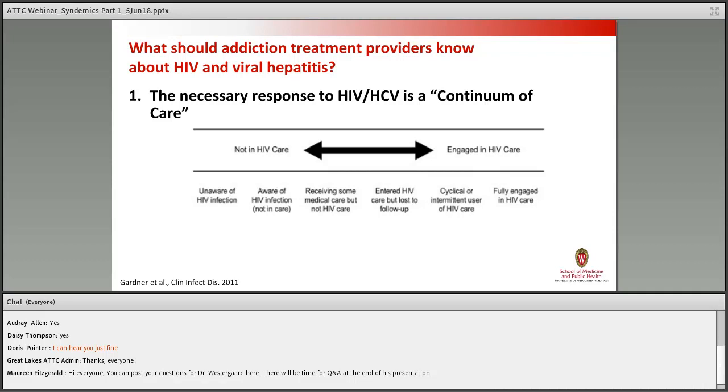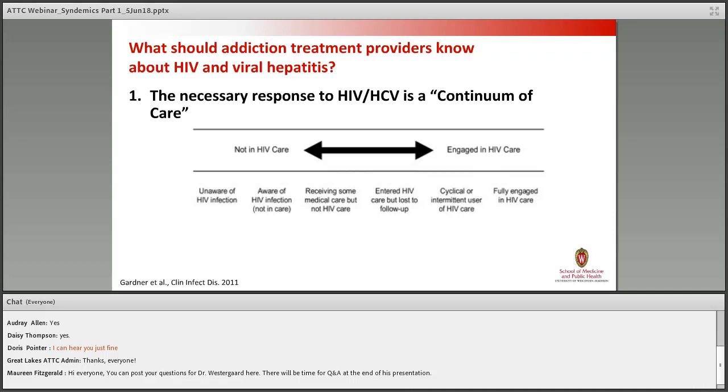And the continuum, or the spectrum, is that over on the left side of this figure, there are people who are in the community, unaware that they are HIV infected, and therefore not getting any care or services. They are at the highest risk for disease progression because they're not being treated. They can also spread the disease to other people, and we know from CDC data that over 50% of new HIV cases are the result of exposure to a person who was unaware that they were infected.